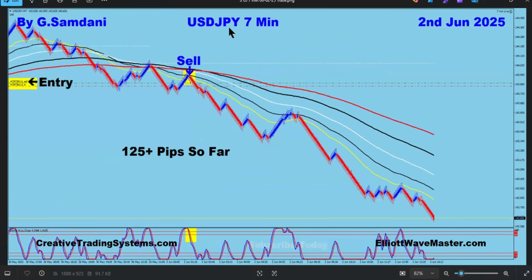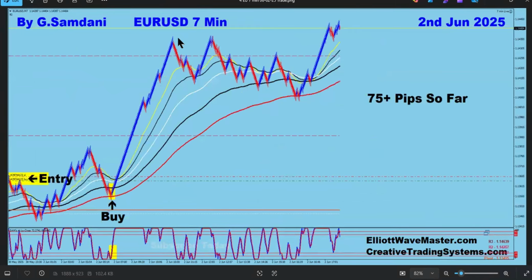The third one is the USD Yen. Beautiful entry by the book, right? This was the entry as well, but this is the one. It took its 125 pip all the way down, straight line, on the second as well, right? And then on the second, this is Euro USD, just like Pound USD, right? Went up, nice entry, and then gone with the win for 75 pip.